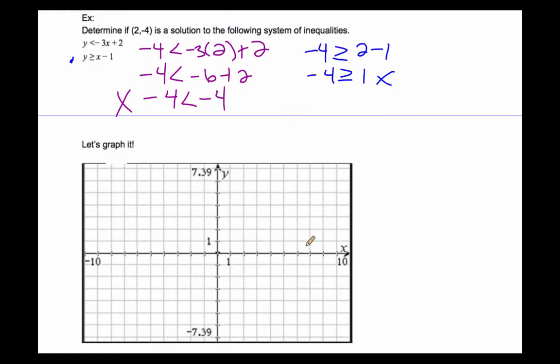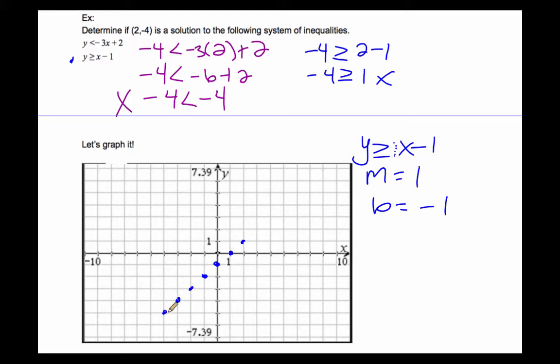All right. So I'm going to start with the blue one. So y is greater than or equal to x minus 1. I'm going to rewrite it over here. y is greater than or equal to x minus 1. So my m is 1 because there's a 1 in front of that. And my b is negative 1. So I'm going to start at negative 1 and I'm going to go up 1 over 1. It should be a positive slope. Or I can go down 1 over 1 this way.